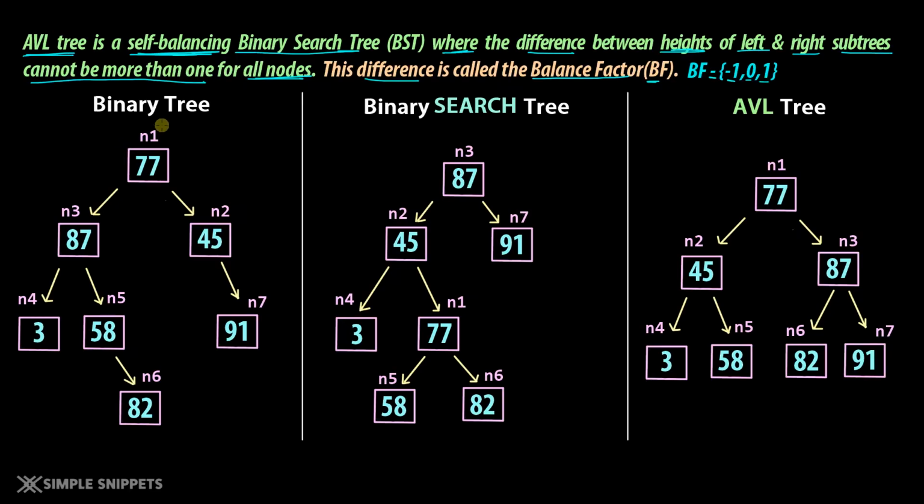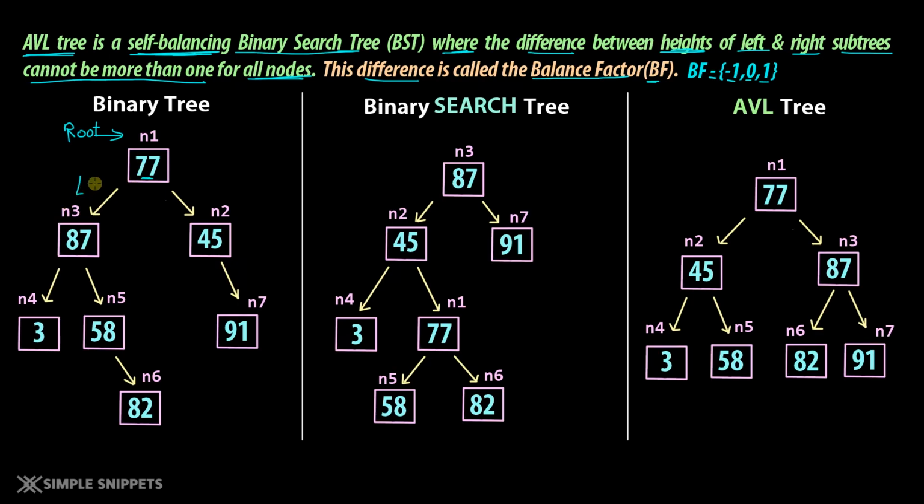In a binary tree, the only thing is that we have a node which has 1, 0 or 2 children, okay? So there is no such rule that smaller values are towards the left, larger values are towards the right. So you can see the values are arranged in a very random manner. So this is the root node n1. So this is the root which has the value 77.